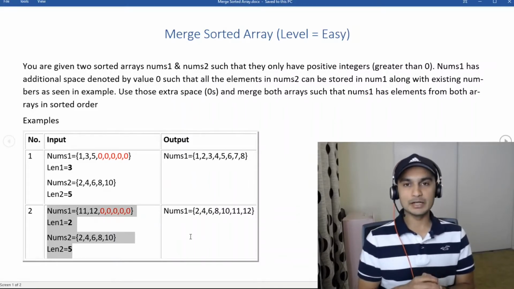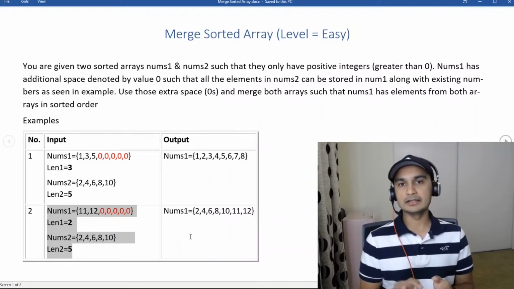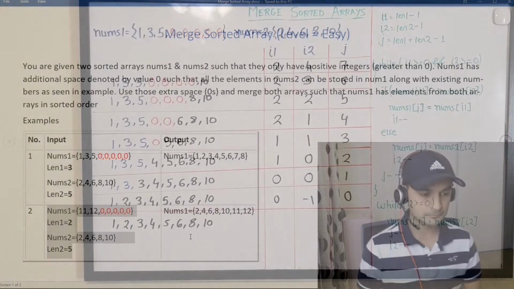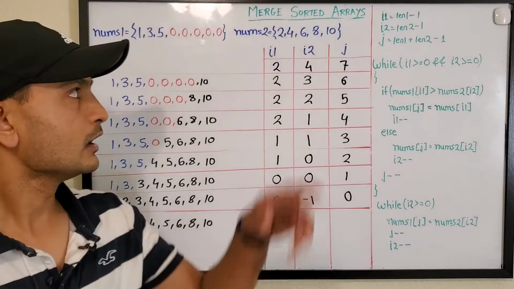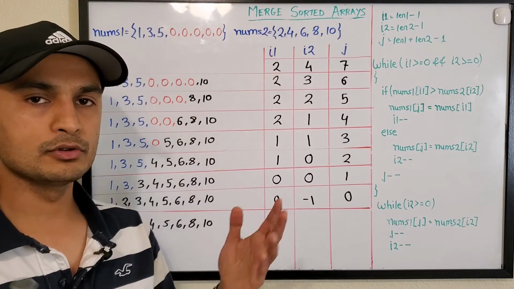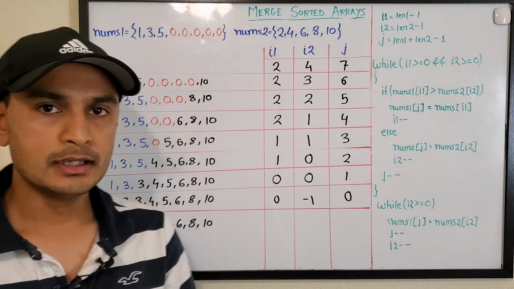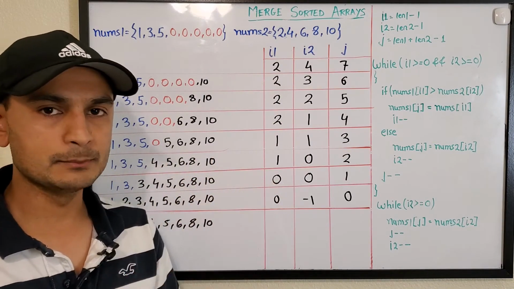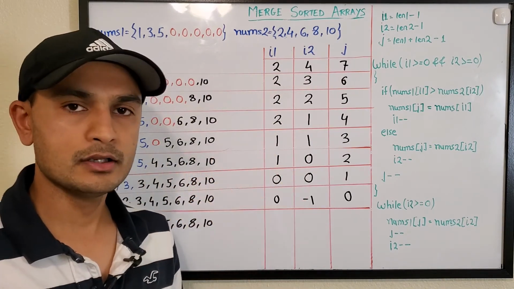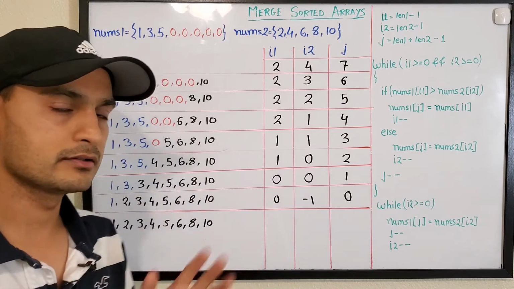So let's go to the whiteboard, let's try to figure out the algorithm and then come back and run the code. Okay guys, this is our merge sorted arrays whiteboard. We have our examples nums1 and nums2. I know this whiteboard is a little bit overwhelming, but don't worry about it. We'll go step by step and we'll understand everything.